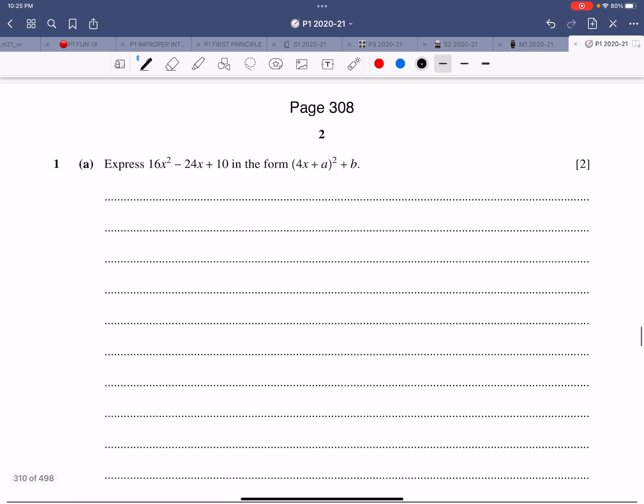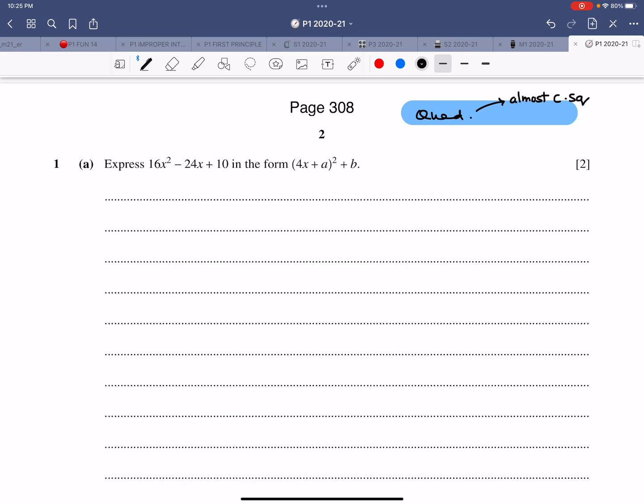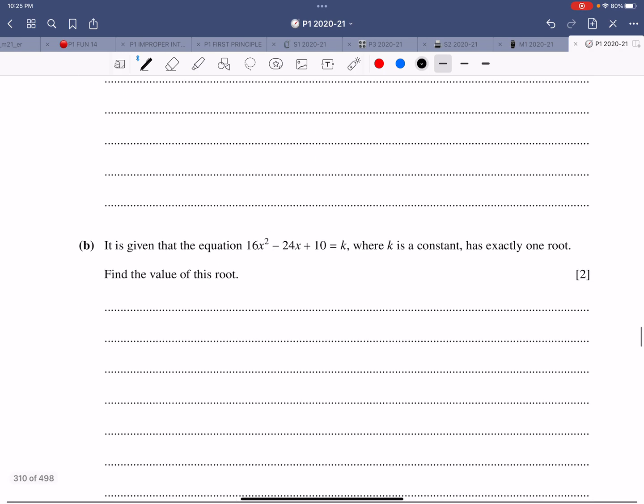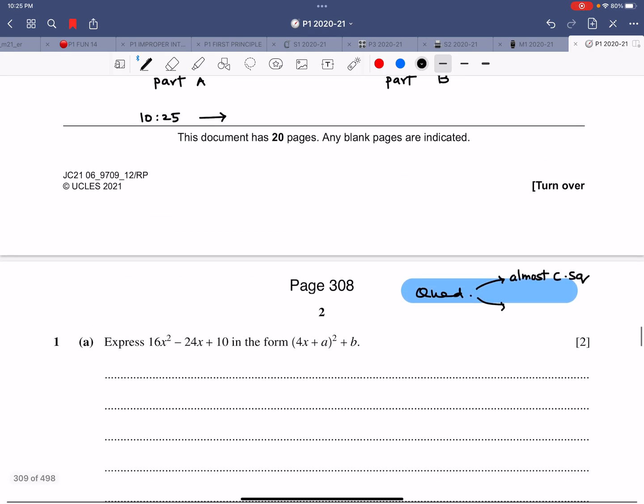Question number 1 looks like a quadratic question. There is almost completing the square. Why do I say it is almost completing the square? I'll explain in a short while. And something to do with roots, so therefore it would be about the discriminant.